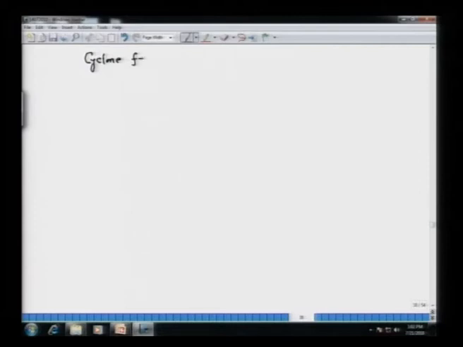Now, we can find out the cyclone feed of dry solids. Say cyclone feed of dry solids becomes 61.1 tons per hour. That is the answer. This is dry solid, right.